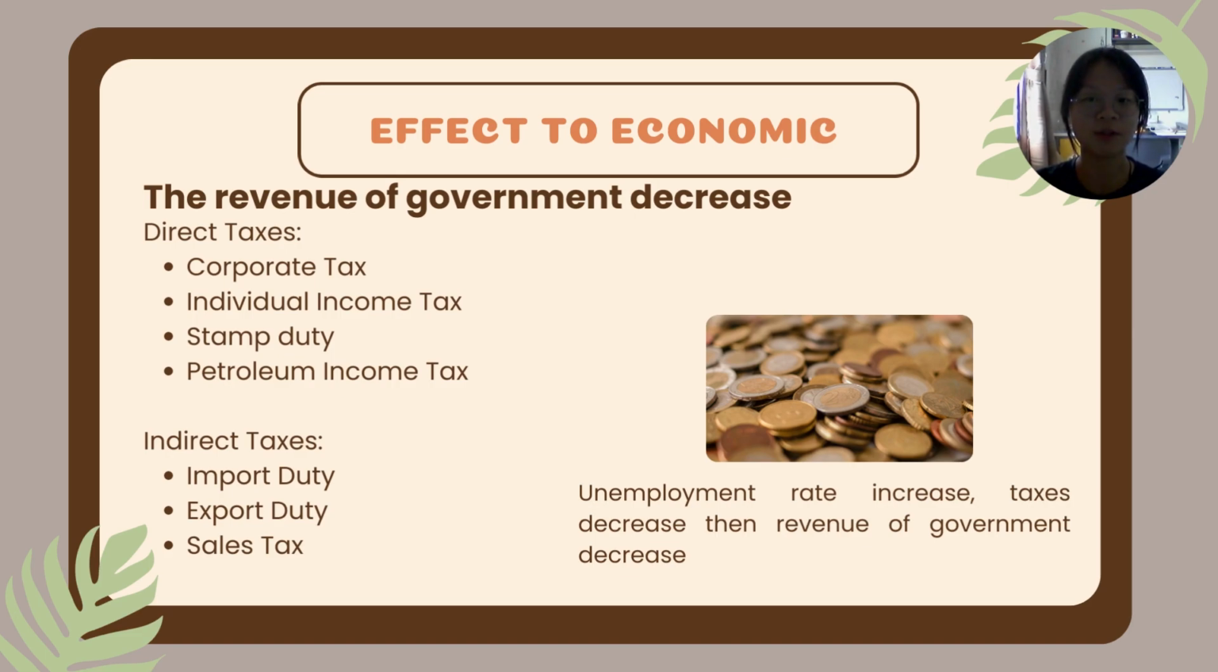Taxes are one of the revenues of government. There are two types of taxes, direct tax and indirect tax. Examples of direct tax are corporate tax, individual income tax, stamp duty, and petroleum income tax. For indirect tax, import duty, export duty, and sales tax are examples. When the unemployment rate increases, taxes will decrease since income has decreased, so the revenue of government decreases.